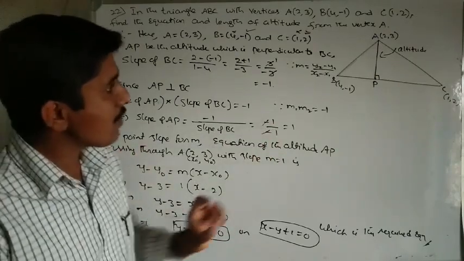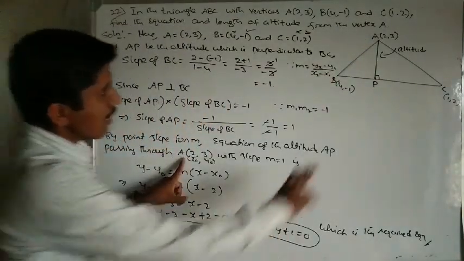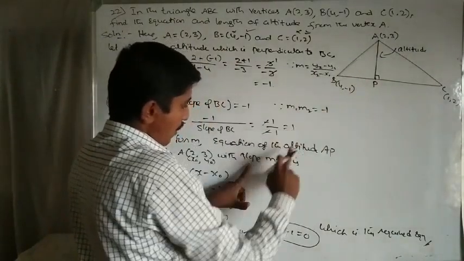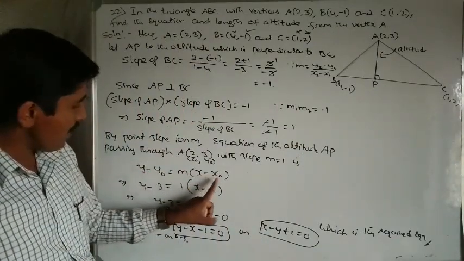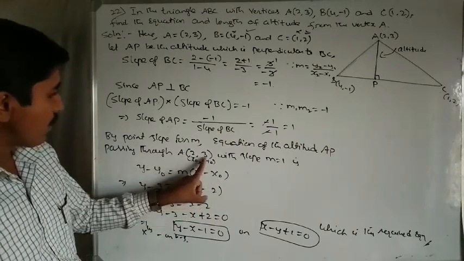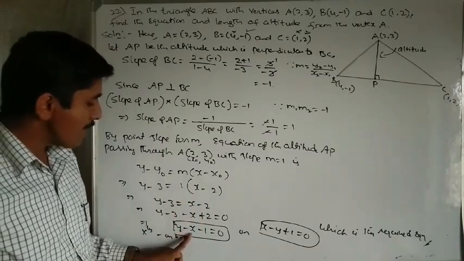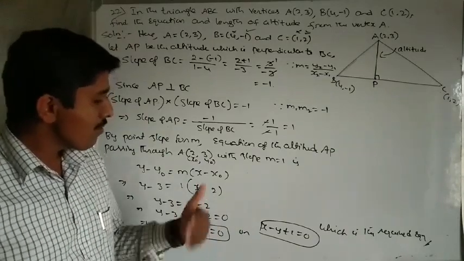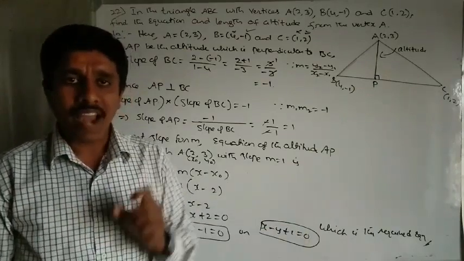By point slope theorem, the equation of the altitude AP passing through the point (2, 3) with slope of AP 1 is given by y minus y naught equals m into x minus x naught. Substitute x naught equal to 2, y naught equal to 3 and m equal to 1 in this equation. Simplify, you get y minus x minus 1 is equal to 0, or x minus y plus 1 is equal to 0, which is the required equation of the altitude.